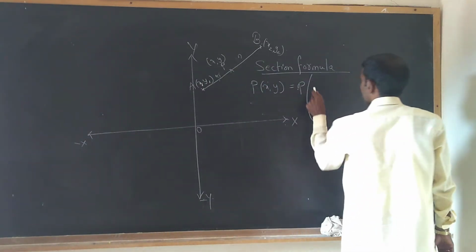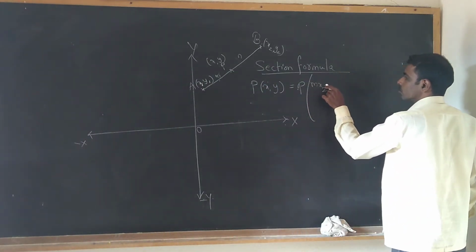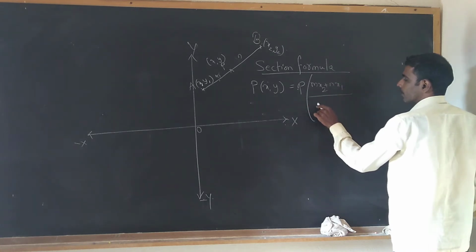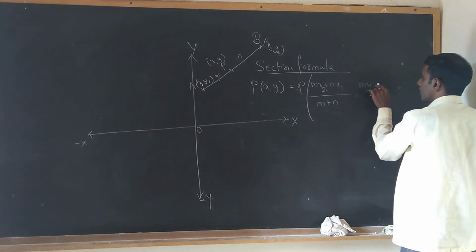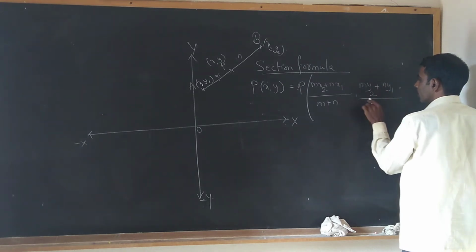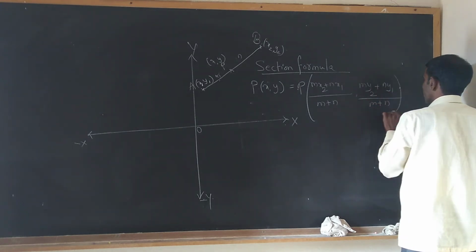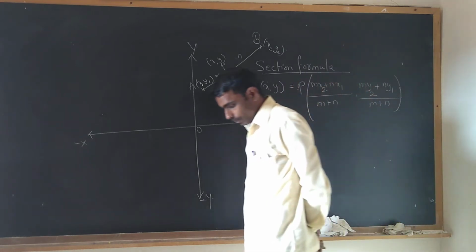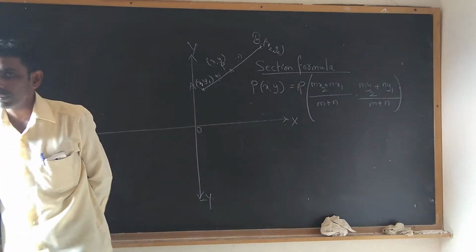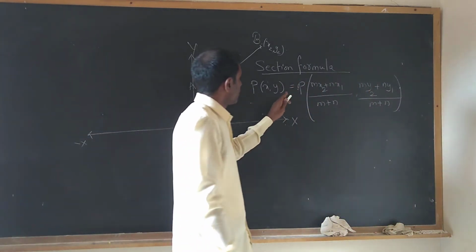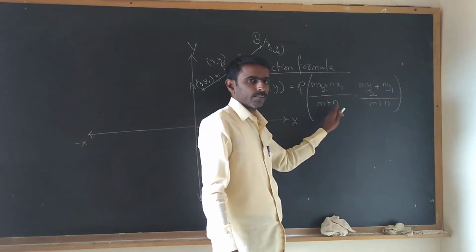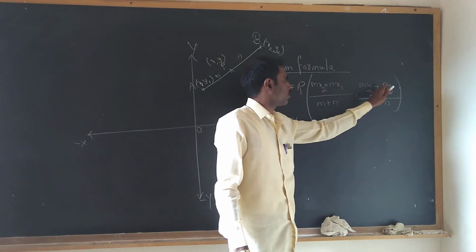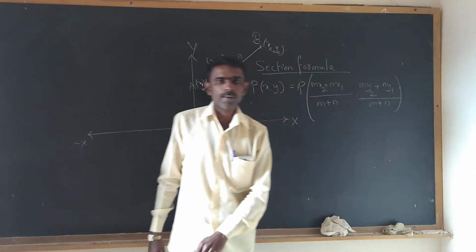So it is given by what? (mx2 plus nx1) divided by (m plus n), and then (my2 plus ny1) divided by (m plus n). These will be the coordinates of the point P. So it is given by P of (mx2 plus nx1) divided by (m plus n), (my2 plus ny1) divided by (m plus n).